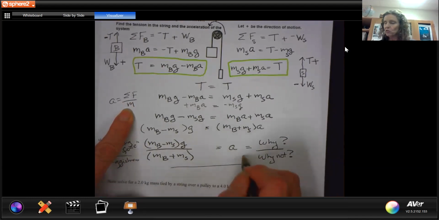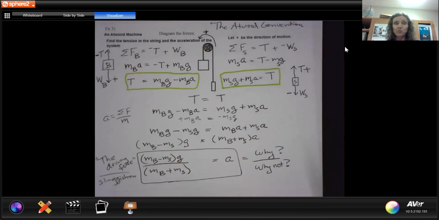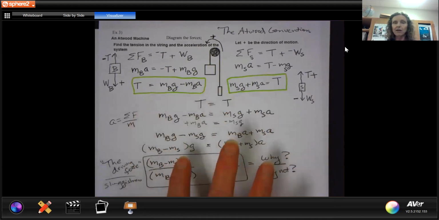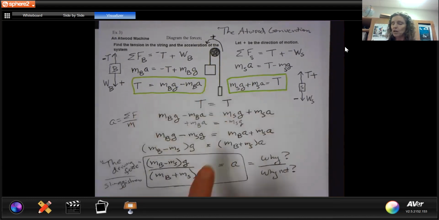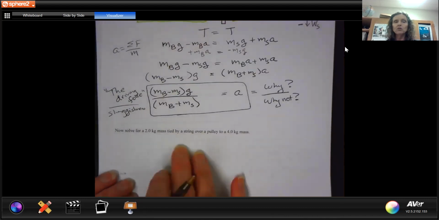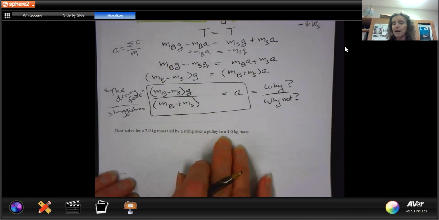Okay, so here's our expression right there, coming from Atwood machines and George Atwood's work, that will tell us the acceleration. Okay, complex problem. Keep in mind, you can come back and view this again. We have a problem to do underneath that's numerical, and we might be able to take advantage of the fact that we've already done all this work. We have tension equations and an acceleration equation. And now we're asked specifically what happens if these are the masses that are used. So solve this for a 2 kilogram mass tied by a string over a pulley to a 4 kilogram mass.